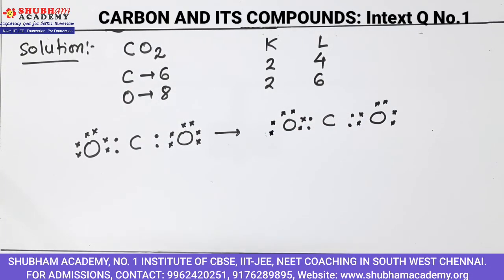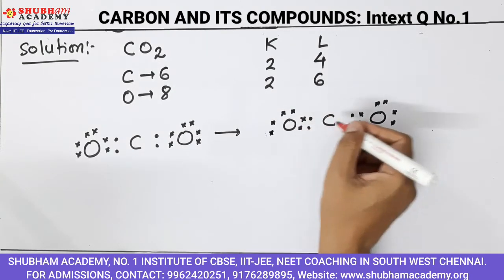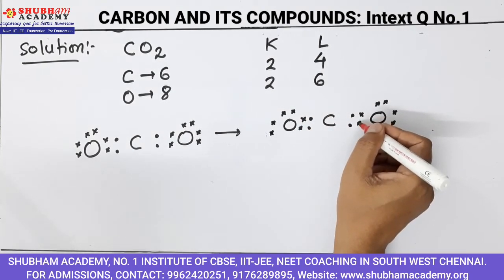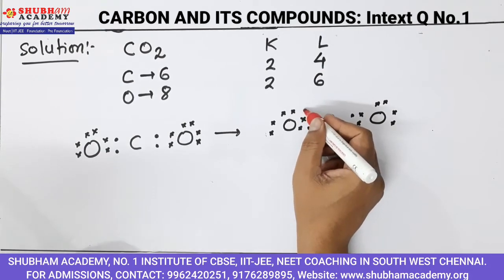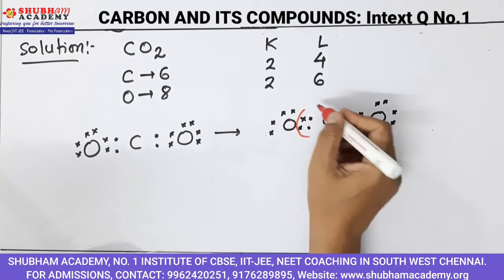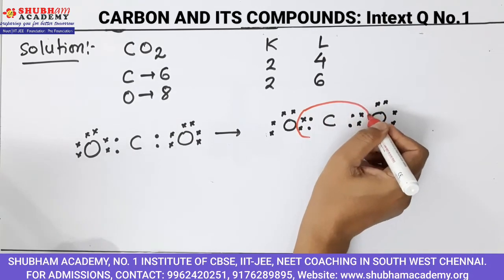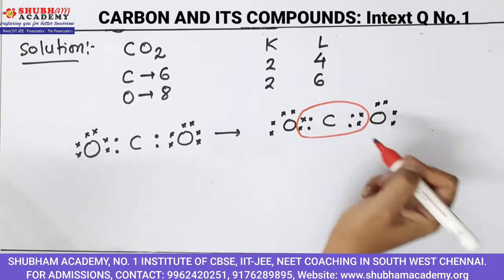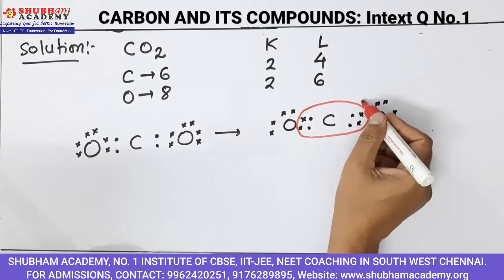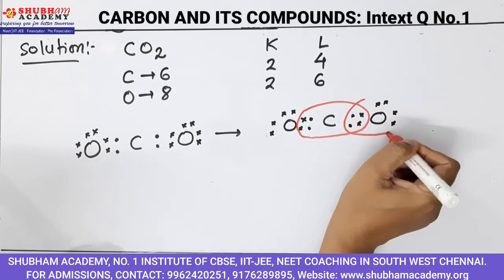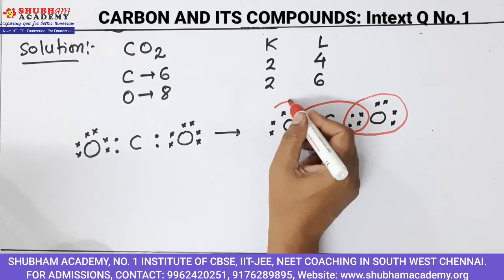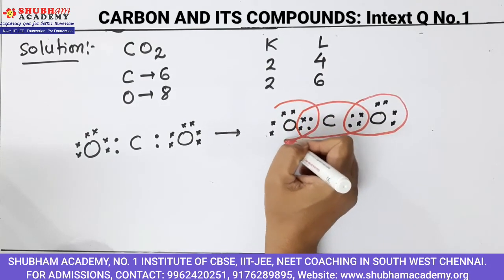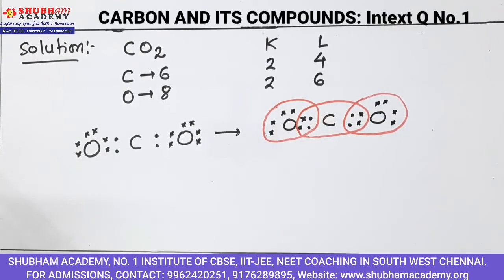So carbon will share 2 electrons of this oxygen and 2 electrons of this oxygen, and in this way it will be able to complete its octet. So for carbon it will be like this. For this oxygen it will share 2 electrons from this side, and for this oxygen it will share 2 electrons of carbon from this side, right?